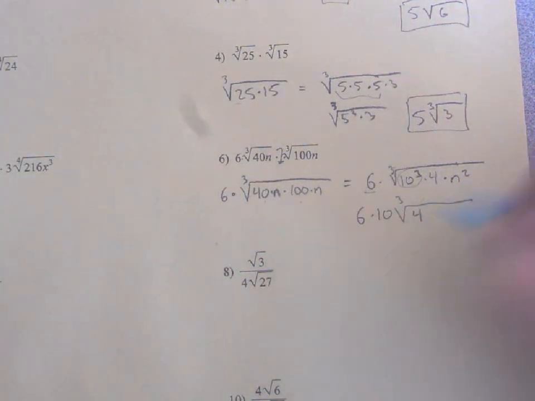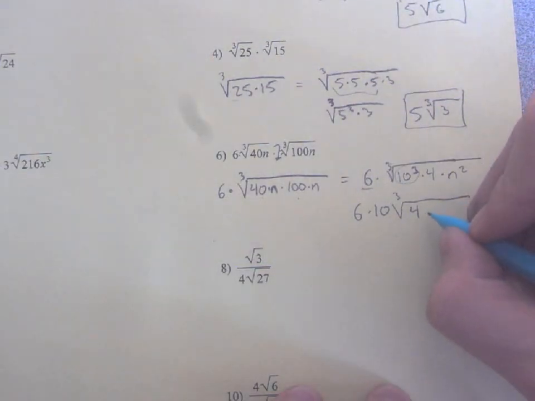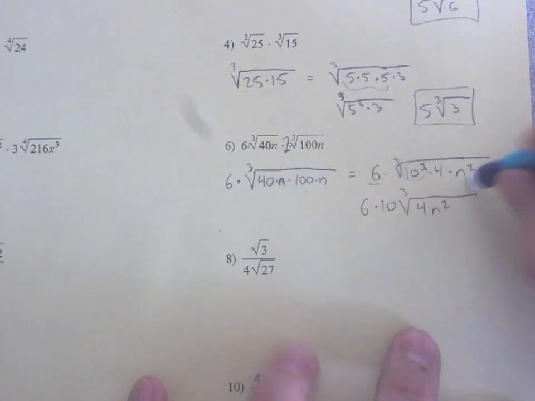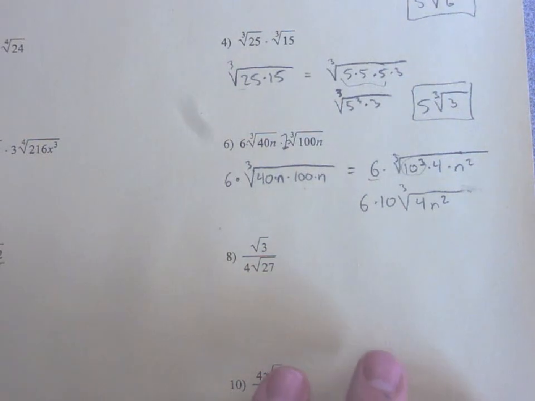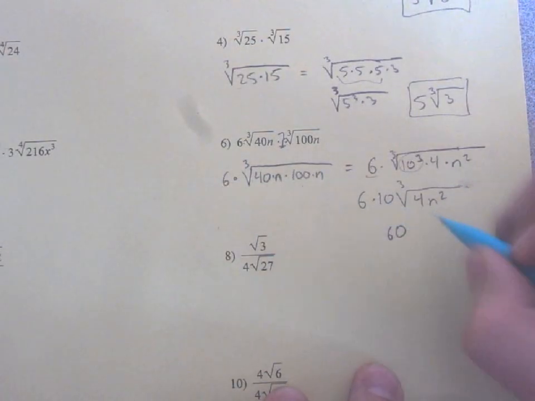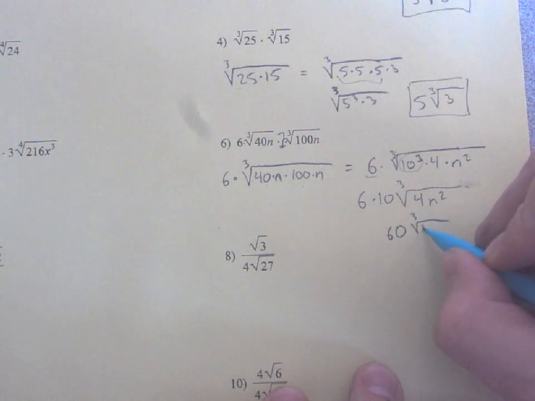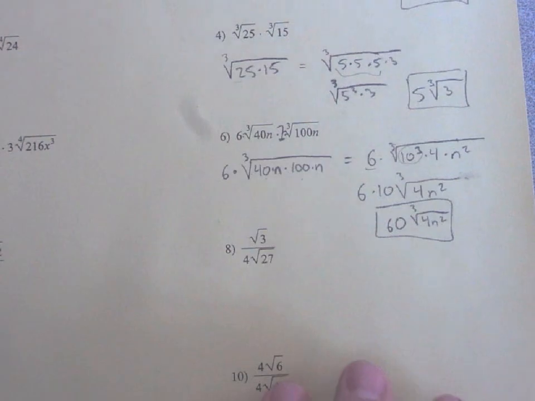Inside the root, I still have a 4, which I could factor to 2 times 2, but there's no groups of 3 there. So I'm just going to leave it as a 4. I could have broken it down into 2 squared, but I just knew that there wasn't another group of 3 in there. And then also n squared, same thing. I need 3 groups of 3 or powers of 3 to get out of the third root, and I don't have one there. So final answer here is going to be 60, 6 times 10, times the cube root of 4n squared. And that's it right there.